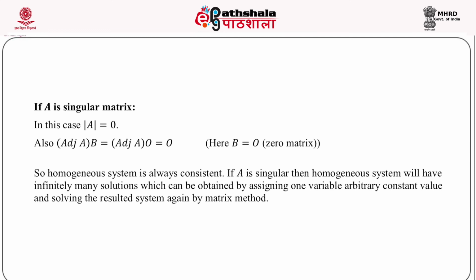Now if A is a singular matrix, in this case the determinant of A will be 0, so adjoint of A into B, where the B matrix here is 0, will always be equal to 0. So the homogeneous system is always consistent, and if A is singular, then the homogeneous system will have infinitely many solutions, which can be obtained by assigning one variable an arbitrary constant value and solving the resulting system again by the matrix method.